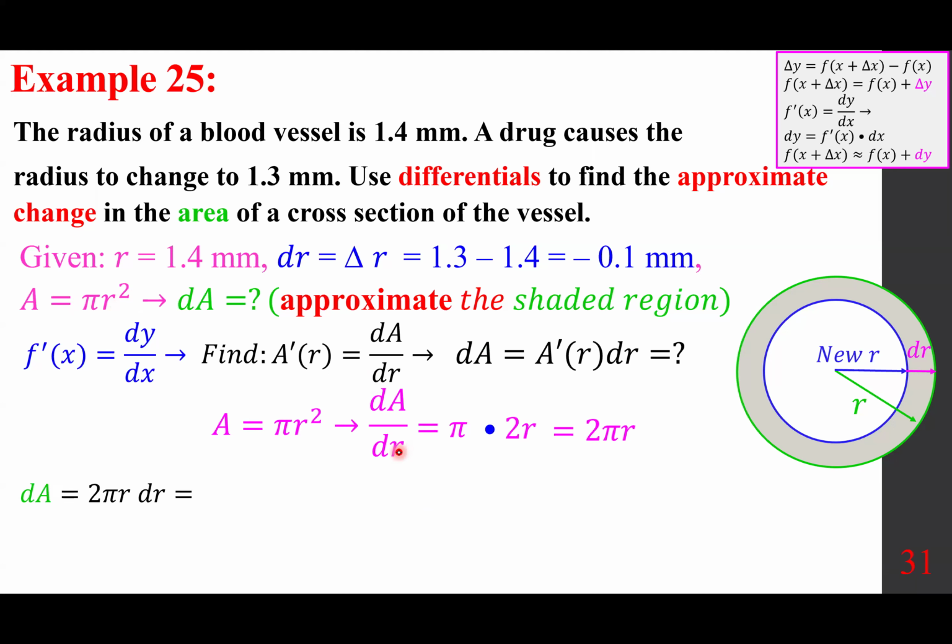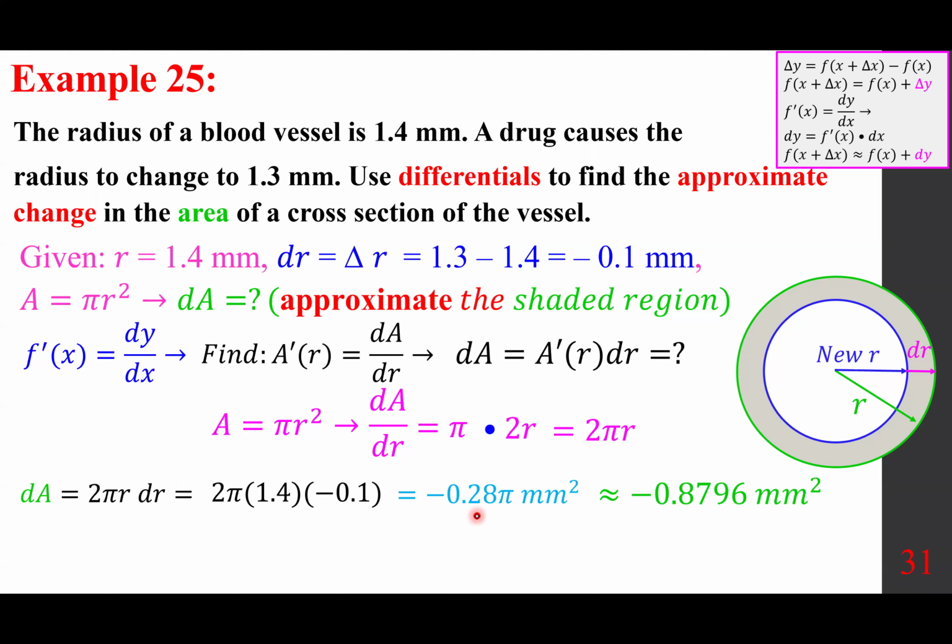And now we just plug in. r is 1.4 and dr is negative 0.1. Again, approximately negative 0.28 pi millimeters squared.